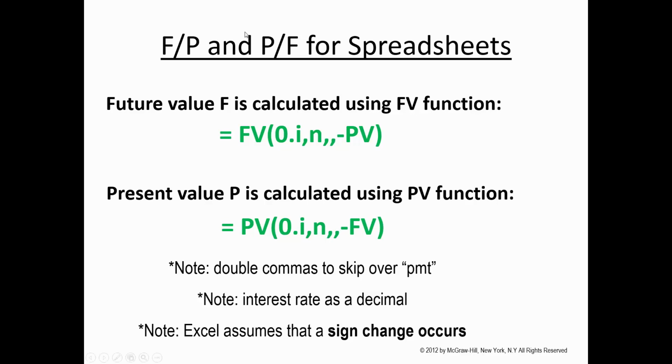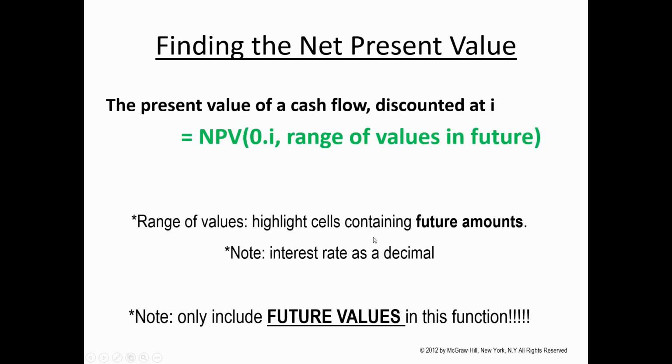So that's how we're going to use it, and just remember that the sign change occurs anytime you do the PV function or the FV function, and so we have to put a negative value before that present value or the future value in order to preserve whether it's an inflow or an outflow.